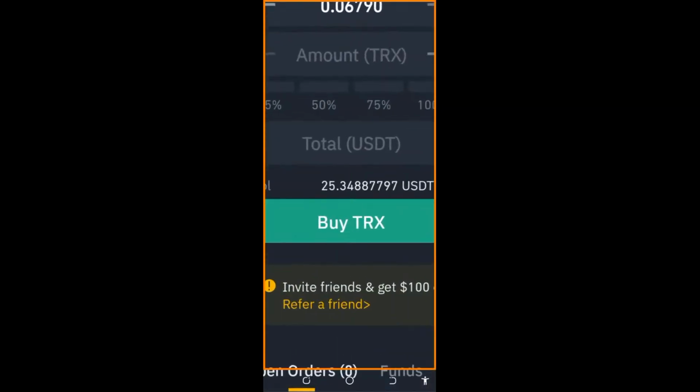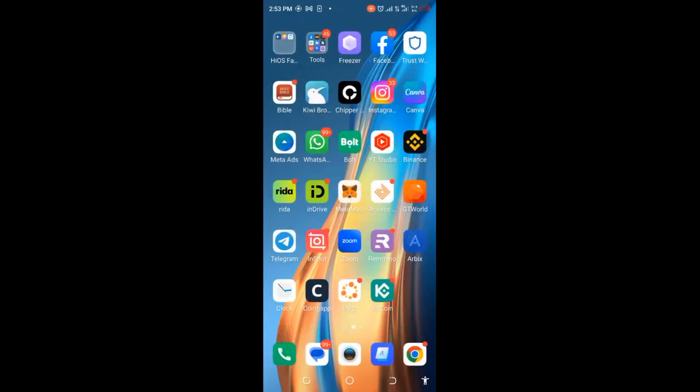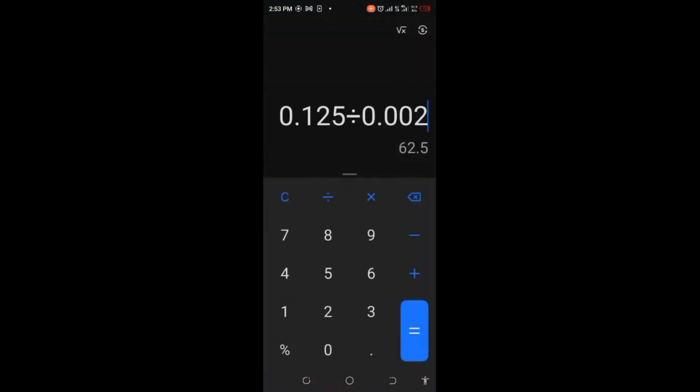Okay, well, we made profit actually, but don't forget we had a lot of transfer fees. You can see here, it started out at 25.28, okay? And so here we are at 25.34. Let's check that out. 25.34 minus 25.28, 6 cents.